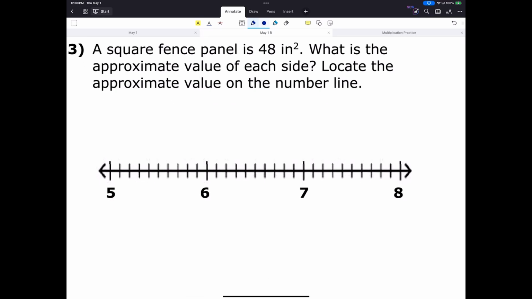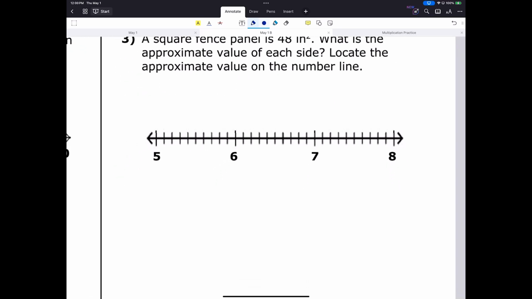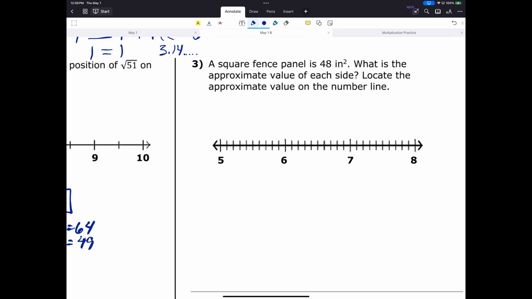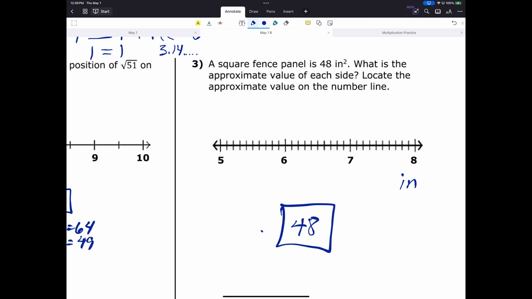A square fence panel is 48 inches squared. Okay. So we have a square fence and it's 48 inches squared, right? So in other words, it's the area. And we're talking about inches. I'll put it over here on this side. What is the approximate value of each side? Once again, we're looking for the square root, right? What's the square root of 48?